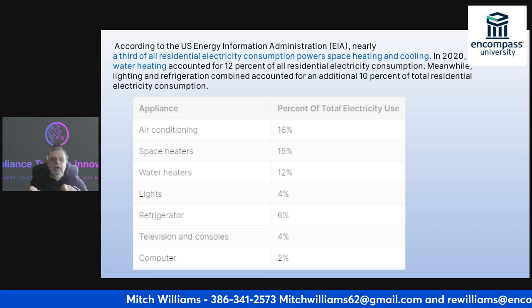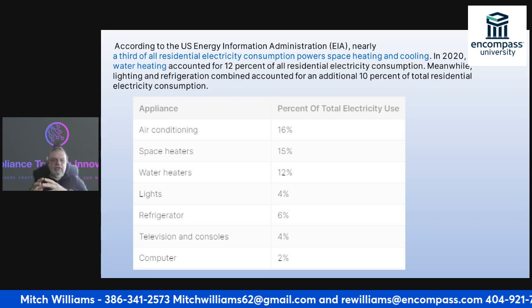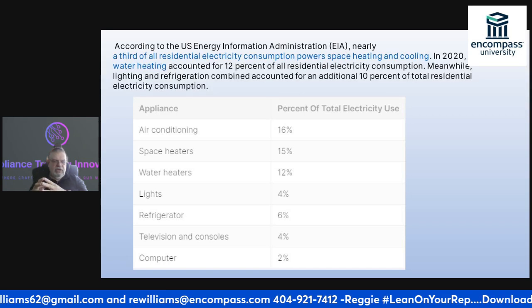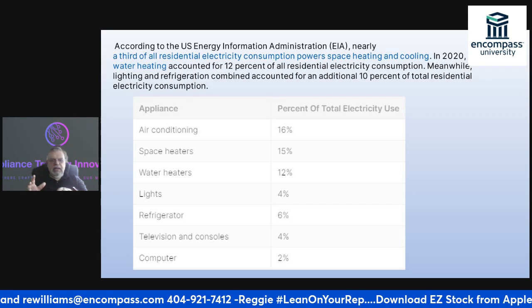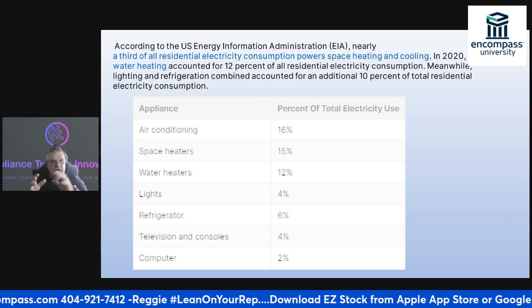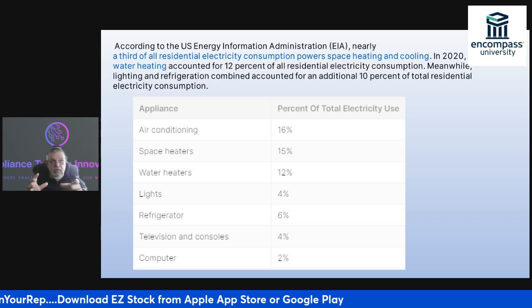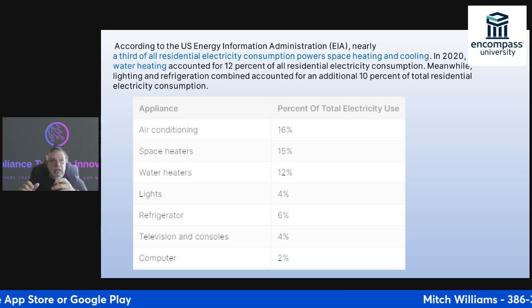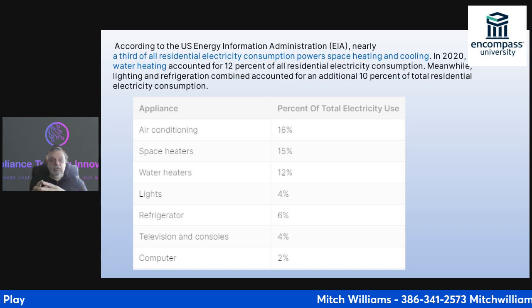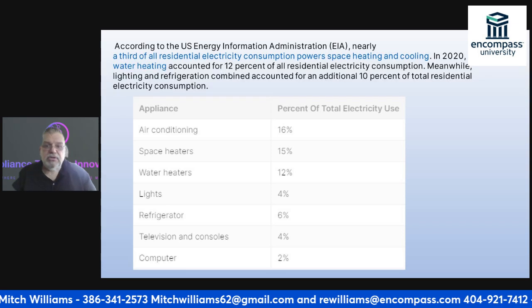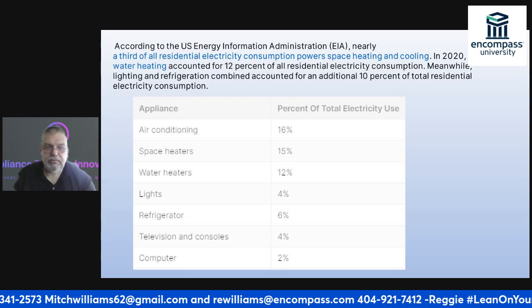Microwave, televisions or consoles. Most people don't know what a console television is, but it was a television that usually had a turntable, an 8-track tape player, and a radio. That was a console television. Those are at 4%. Your computer uses about 2%. It's the reason you always want to turn it off. You're still using a lot of energy.